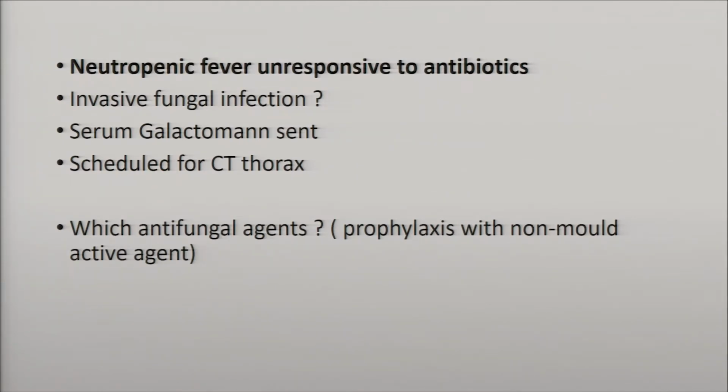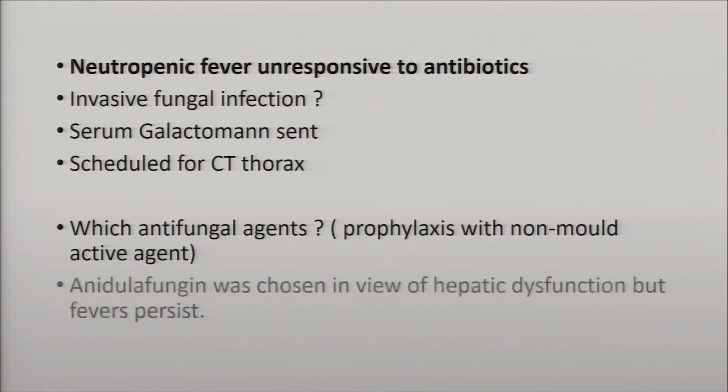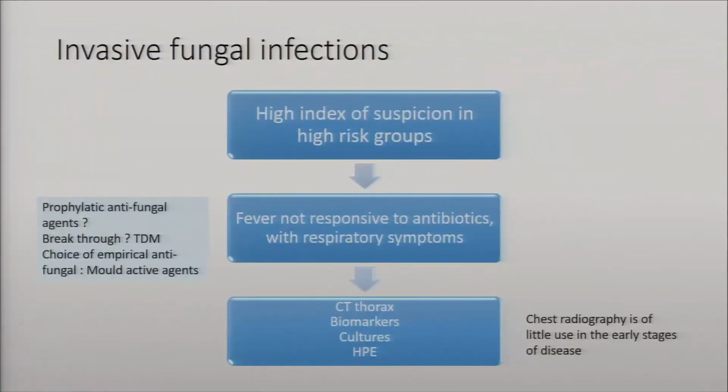While waiting for the CT thorax, which antifungal agent would you consider putting him on, knowing that he has been on prophylaxis with a non-mold active agent, fluconazole? In view of the high ALT, which reached a few thousand, we thought azole was not our option because it is the most hepatotoxic drug. Therefore, the antifungal was chosen at that time because of his liver conditions.